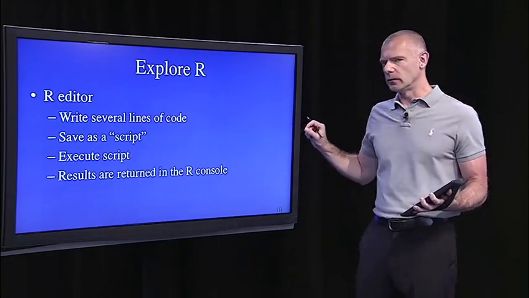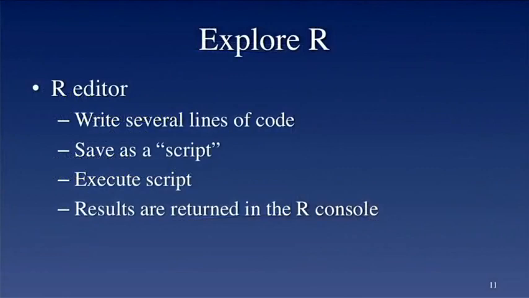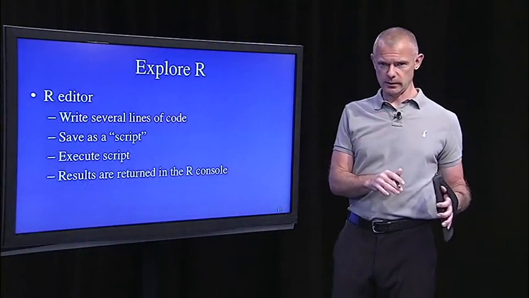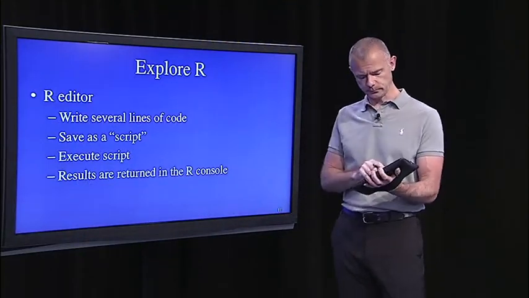So in the R editor, what you do is you write several lines of code, and when you're done writing several lines of code, you can save that as a script. Then you execute that script, and the results of all that code are returned in the R console. And that's what we'll do here in this lecture, and that's what you'll be required to do for the first homework.